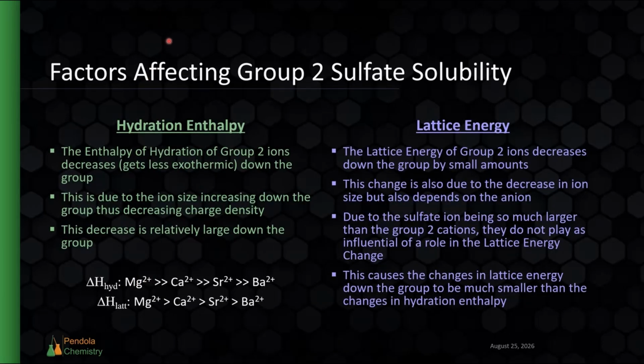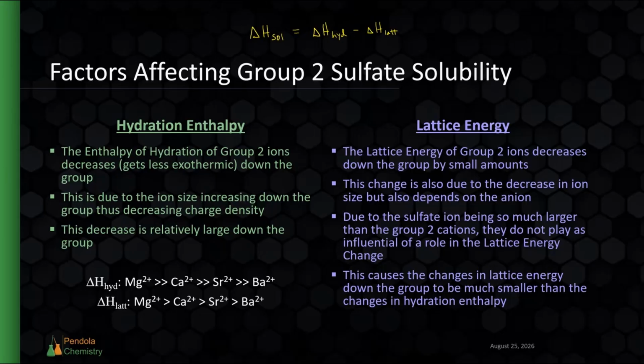So what factors affect the solubility of group 2 sulfates, and really of any ionic compound? Hydration enthalpy and lattice energy are the two factors. So let's start with each, and I'm going to rewrite here the equation at the top. We said that the enthalpy change of solution, which guides solubility, is equal to the enthalpy change of hydration minus the enthalpy change for the lattice energy. So let's start with hydration, right?